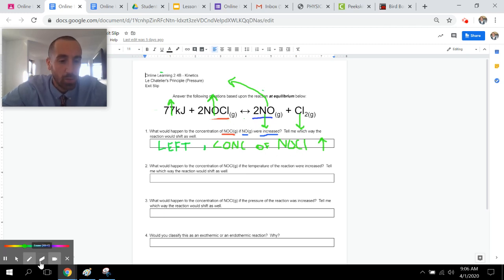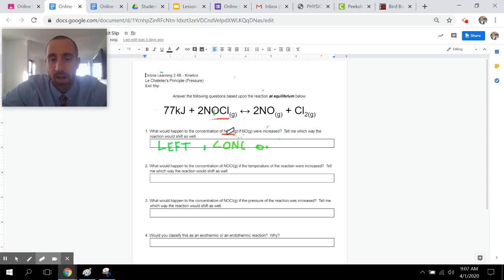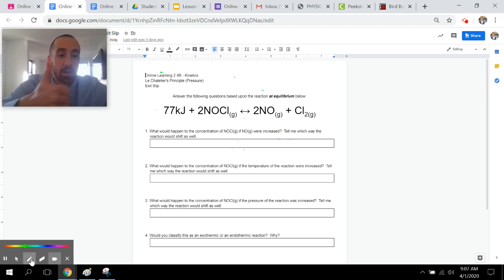Okay, let's look at number 2. We should be able to move more quickly through this. Let me do my erasing here. The first question was asking about concentration. What happens to the substance at equilibrium if we change concentration? The second question asks about temperature. So what happens if we change the temperature? Remember, concentration and temperature both utilize the seesaw analogy. So let's go right to it.